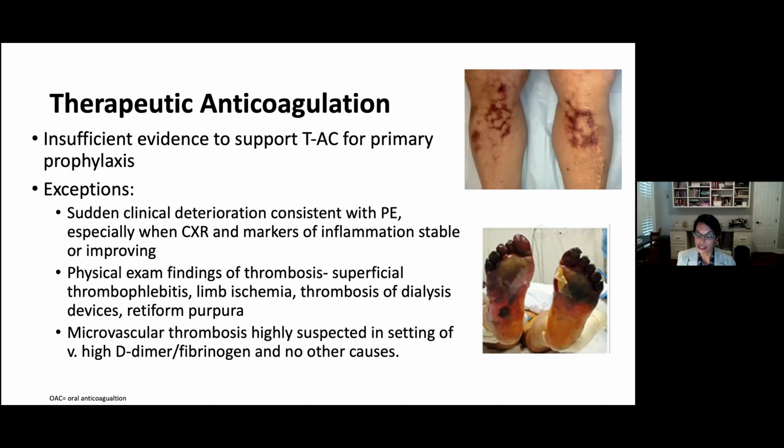Microvascular thrombosis may be another scenario where therapeutic anticoagulation could be considered, especially if you're seeing very high D-dimers and fibrinogen levels without any other cause.